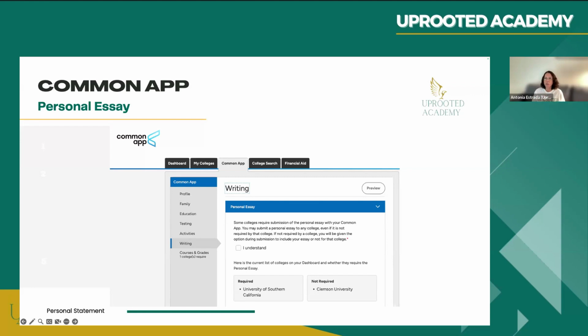As I said, here you can see a screenshot of a student's dashboard on the Common App, a screenshot of the writing section. So some colleges require submission of the personal essay with your Common App. You may submit a personal essay to any college, even if it isn't required by that college. If it's not required by the college, you will be given the option when you submit your application to include your essay or not for that college. So you can see here just two examples of colleges on this dashboard. One is University of Southern California, which does require the personal essay, and one is Clemson University, which does not. So depending on the colleges that you choose to apply to, they will appear in either one column or the other, whether they require the personal essay or they don't.